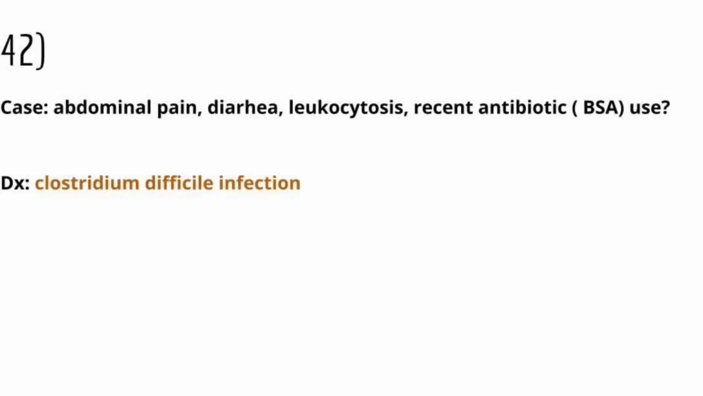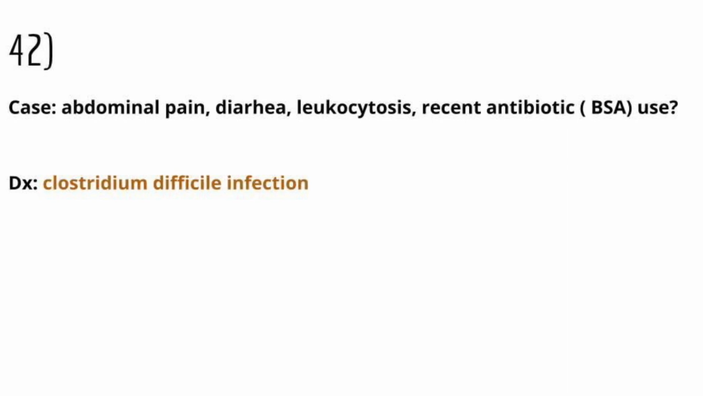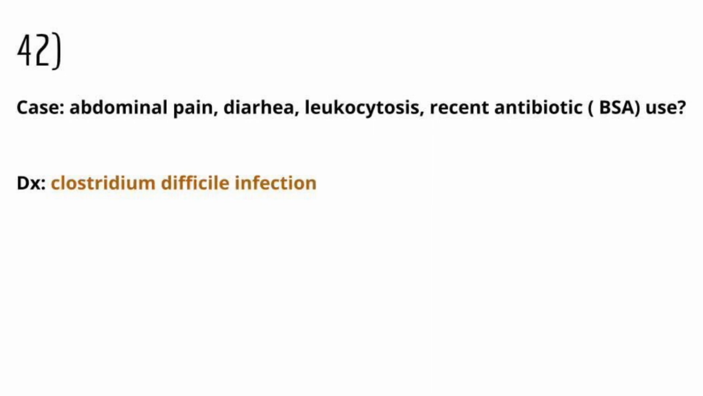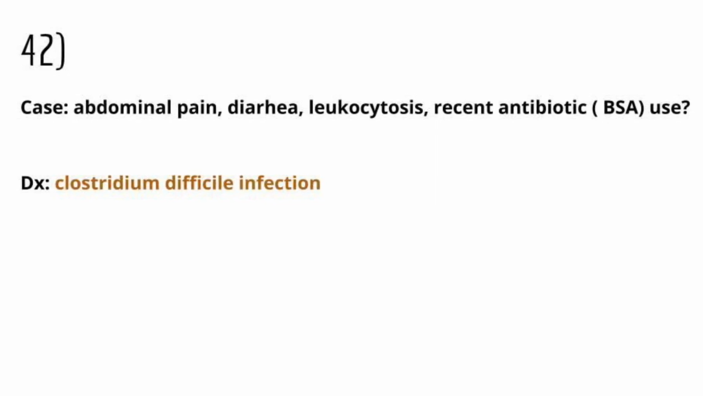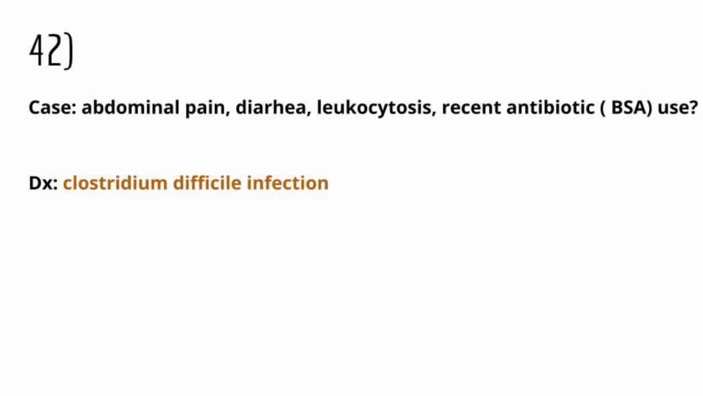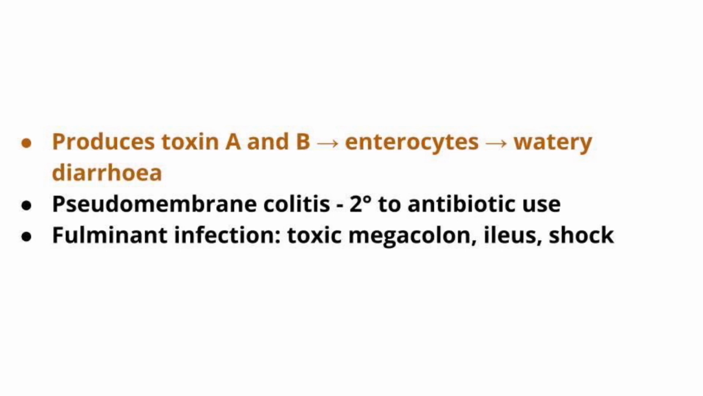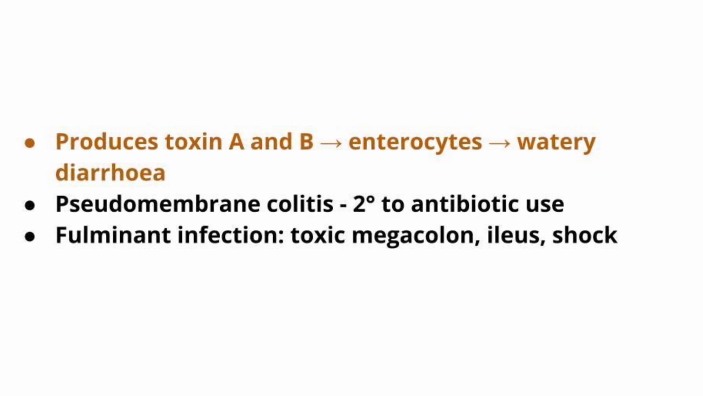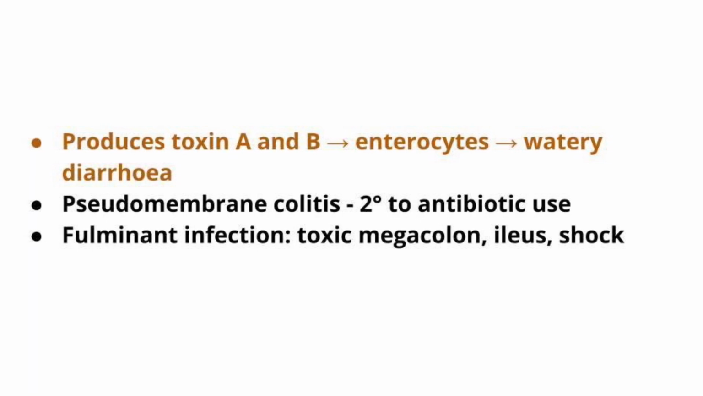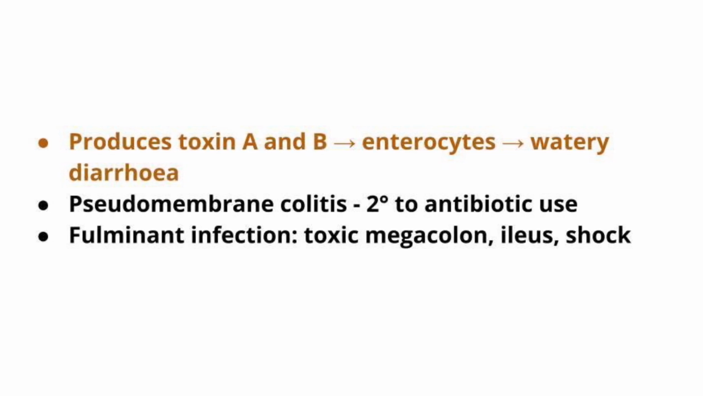Number 42. The case presents with abdominal pain, diarrhea, leukocytosis, and recent antibiotic use. There is broad spectrum antibiotic use. Whenever there is a diarrheal episode after recent broad spectrum antibiotic usage, it is most commonly due to Clostridium difficile. This organism produces toxin A and toxin B, which act on the enterocytes and lead to watery diarrhea. This condition is called pseudomembranous colitis. It is secondary to antibiotic overusage.